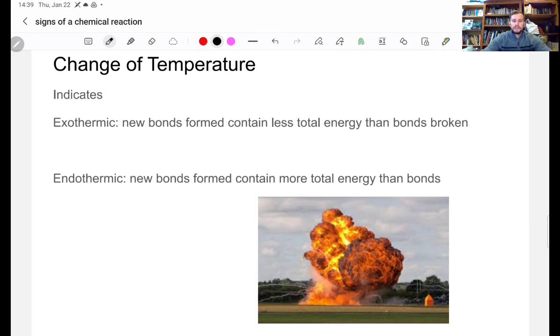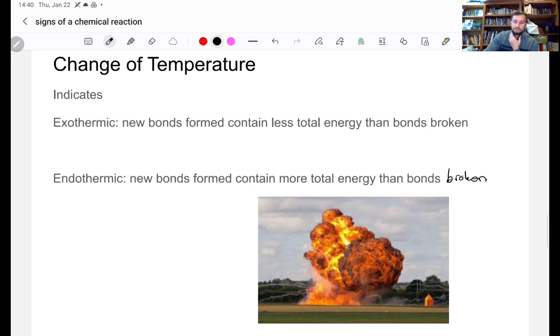So if it's exothermic, then the temperature of the surroundings will go up because the chemicals are releasing energy. That's when the new bonds formed contain less total energy than the bonds broken, as we've learned in the previous lesson. Endothermic is when the new bonds formed contain more total energy than the bonds broken. And so then the new bonds have more energy than the bonds we started with, or taking in more energy. And so there's an increase in energy of the chemicals.